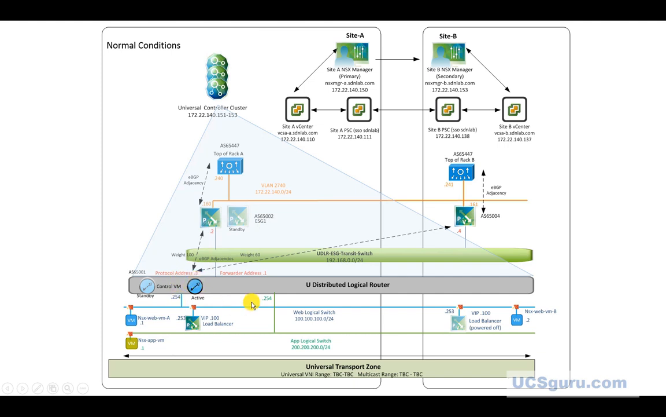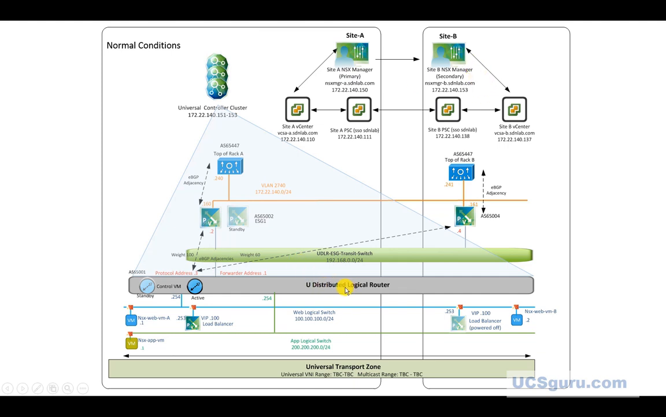We also then have our universal distributed logical router, our UDLR. Now that being a universal object, it stretches across both sites, so it is under the jurisdiction and control of the primary NSX manager, but can certainly be seen and utilized by the secondary NSX manager in site B.